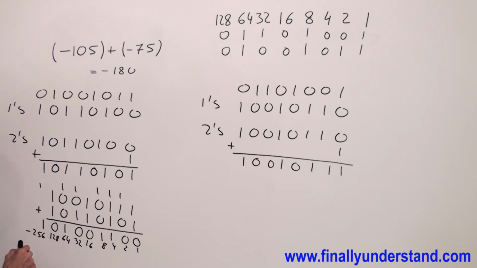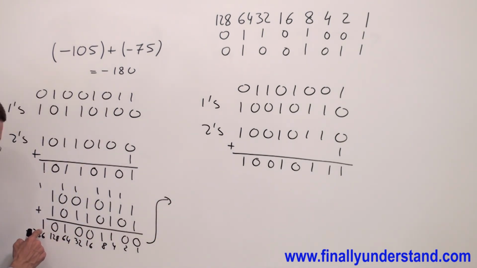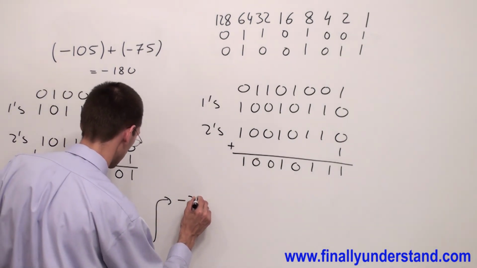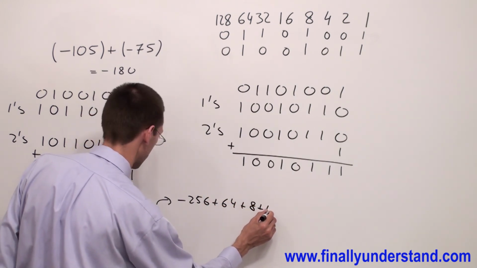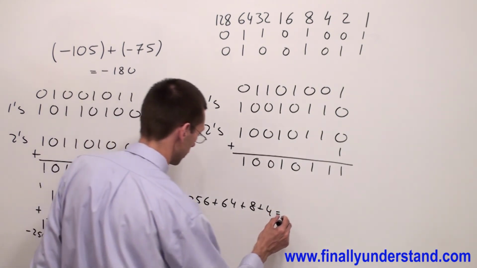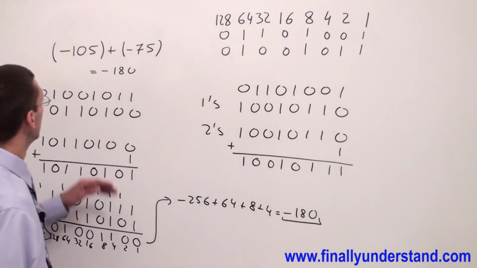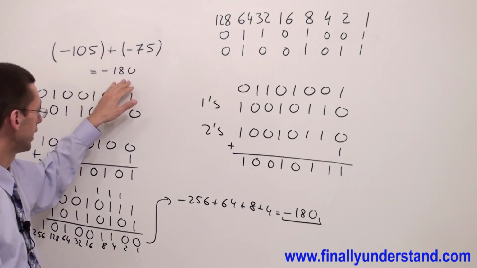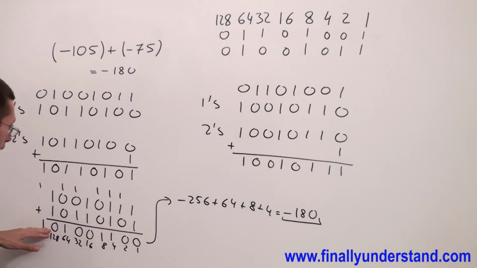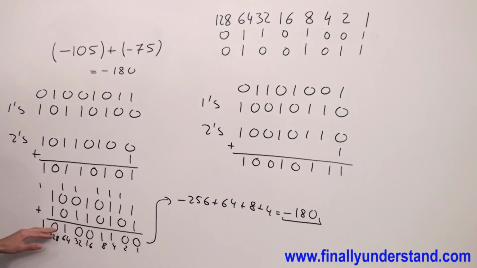My answer can be verified by adding the weights below the ones. So I have negative 256 plus 64 plus 8 plus 4. And this is equal to negative 180. Negative 105 plus negative 75 gave me negative 180. If I convert this binary number to decimal, I will get negative 180. That's why this is the solution to my problem.